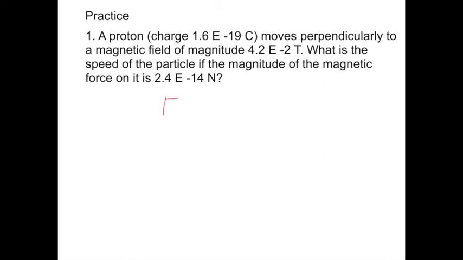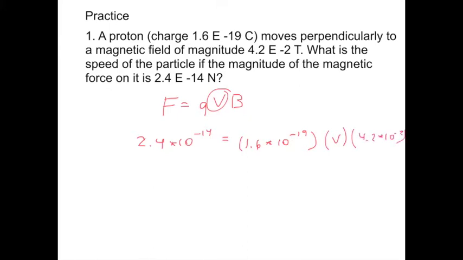So we have our equation F equals QVB. And we're trying to solve for the speed of the particle, so essentially the magnitude of V. So we know that the force on the particle is 2.4 times 10 to the negative 14th. We also know Q, the charge, because this is a proton, so it's 1.6 times 10 to the negative 19th. We're solving for V, and then for B, we have 4.2 times 10 to the negative 2.